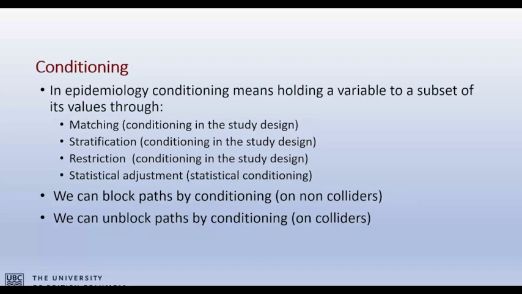But probably the most commonly used type of statistical conditioning is statistical adjustment, simply because it's more flexible and it doesn't have the limitations of some of the other methods that we just talked about. So two important rules that you may want to remember here is that we can block paths by conditioning for variables that are non-colliders. So those would be confounders, and we'll talk about that very soon. And we can unblock paths by conditioning on colliders. So we can block paths if they're non-collider variables, but we actually can unblock them when we condition on collider variables.